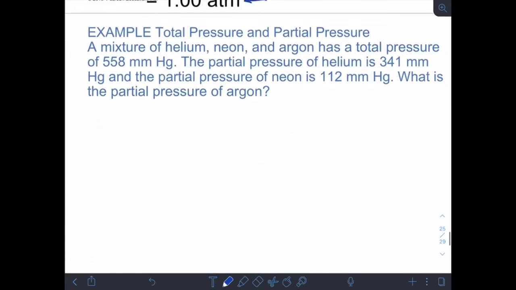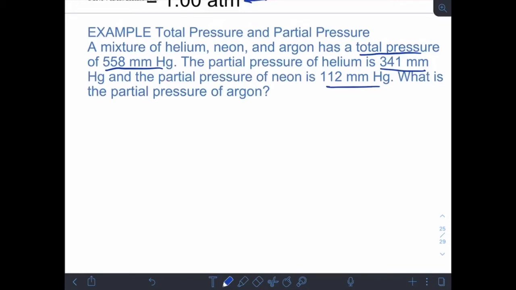Let's take a look at an example problem here. Okay, so if we have a mixture of helium, neon, and argon, and that mixture has a total pressure of 558 millimeters of mercury. The pressure of helium is 341, and the pressure of neon is 112. What is the partial pressure of the argon?